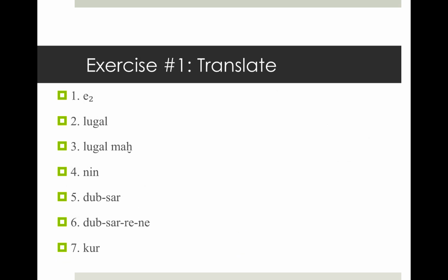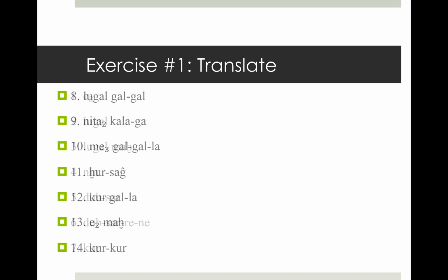So here are the exercises. I want you, it's very simple, to go through and write these out, or if you want to print the slides, that's fine, and write next to them the translation. But go through and translate what each of these things say. So number 1, A2, what does that mean? Lugal, what does that mean? Lugal mach, what does that mean? And just go down through here and give me a good translation. Again, shouldn't be too difficult.